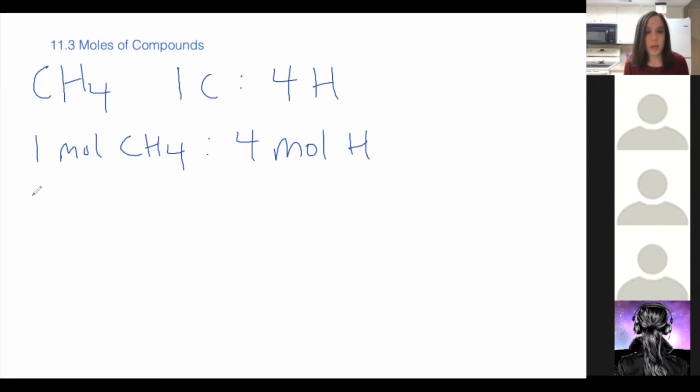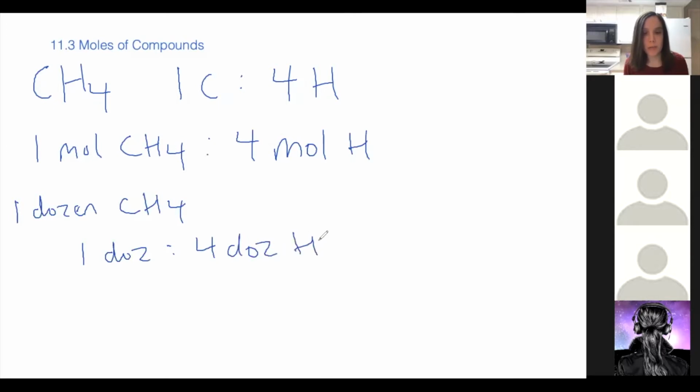And again, it's just the same thing. If you had 1 dozen of CH4, we know that you would have 1 dozen carbons and you'd have 4 dozen H's. So it's just the same exact idea. For every 1 CH4 compound, you have 1 C and 4 H's.